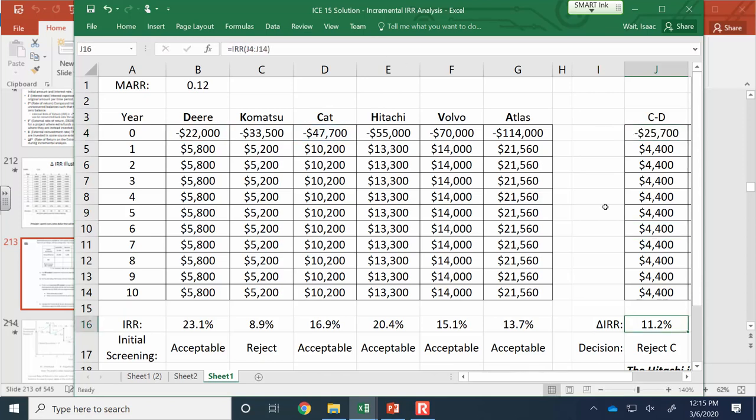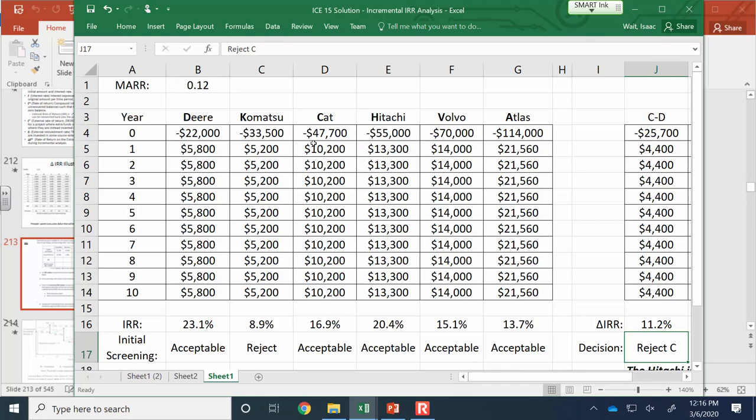the rate of return on the difference in cost between the cat and the deer. The cat is $25,700 more expensive. And for that added expense, you get a certain amount of additional revenue each year. And the rate of return on that additional revenue is 11.2%, which is below the minimum. So what that means is it's not justified to spend the extra amount to get the cat. So you should stick with the deer. So since this is below the minimum, reject cat, keep deer, is the conclusion of the first matchup.